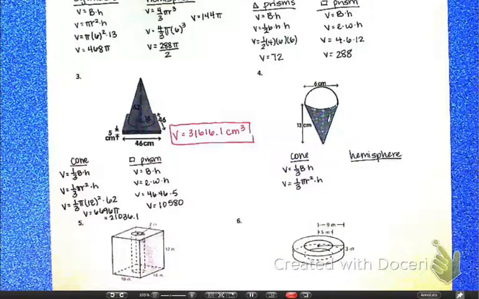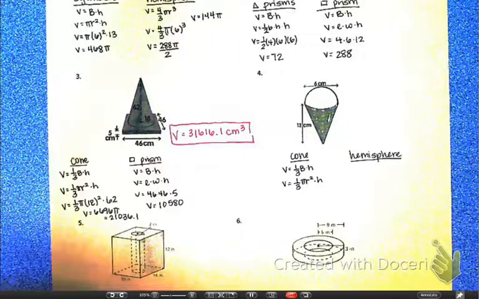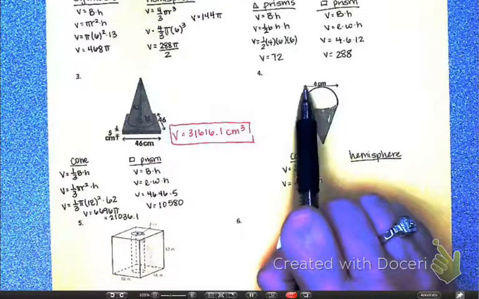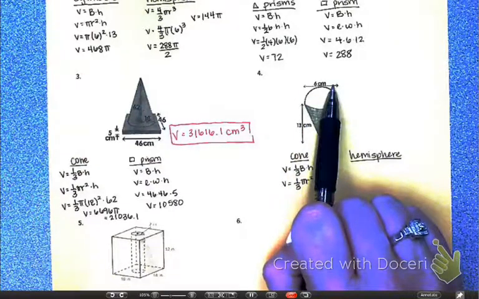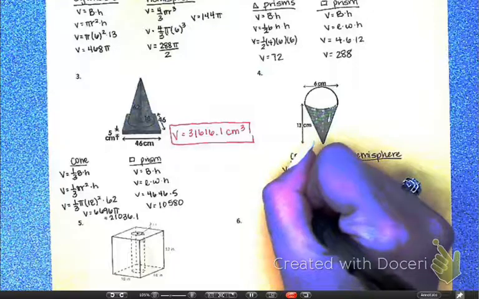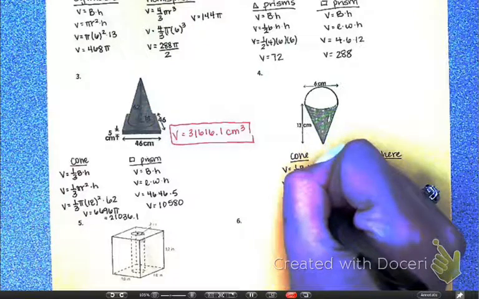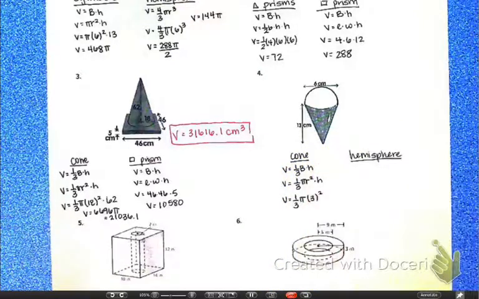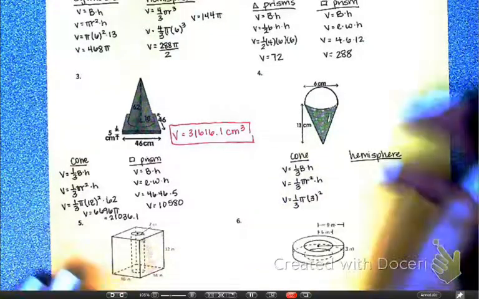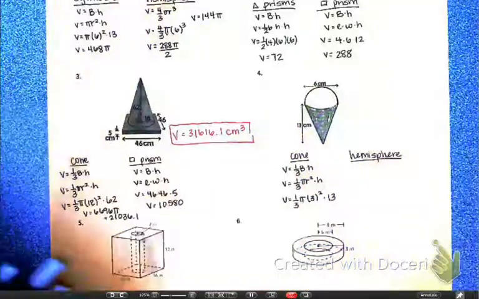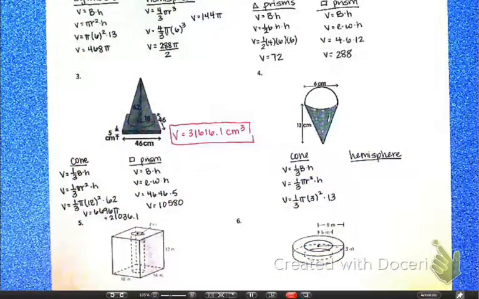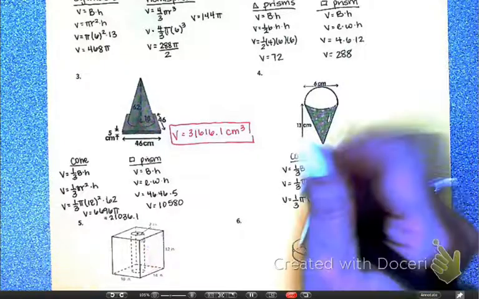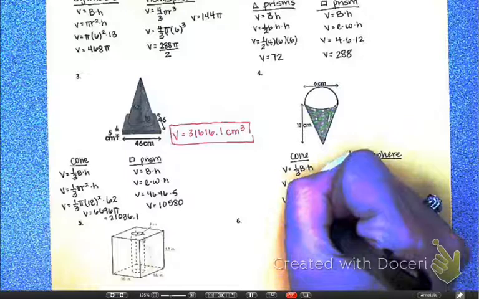What is the radius of that cone? 3. It shows you up here that all the way across is going to be your diameter, which is 6. My radius is then 3. So 1/3 pi times 3 squared. And what's the height of the cone? 13. So 3 squared is 9 times 13 divided by 3 gives me 39 pi.